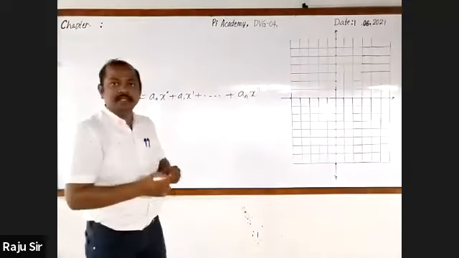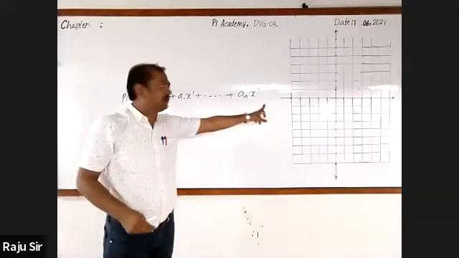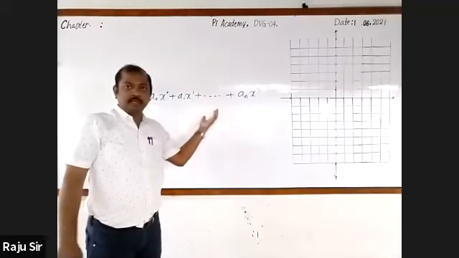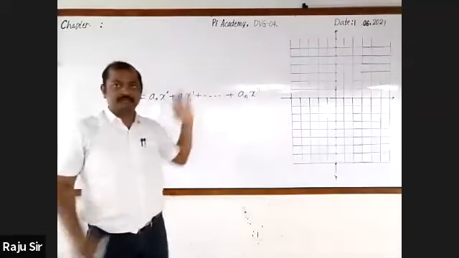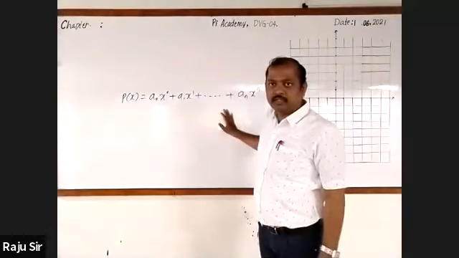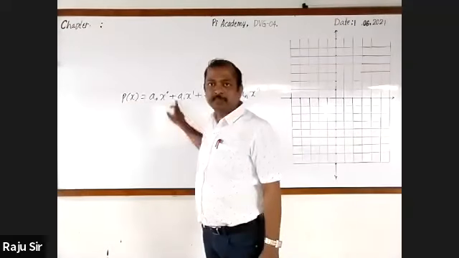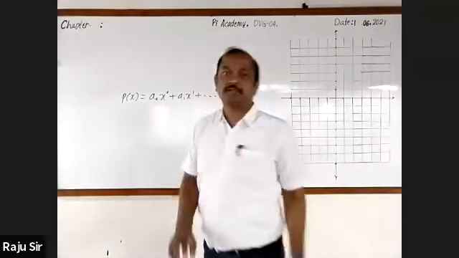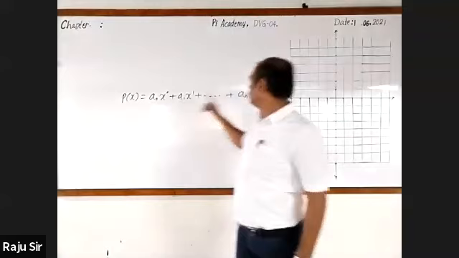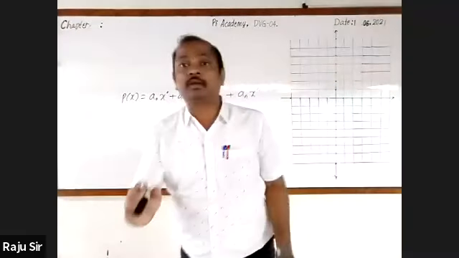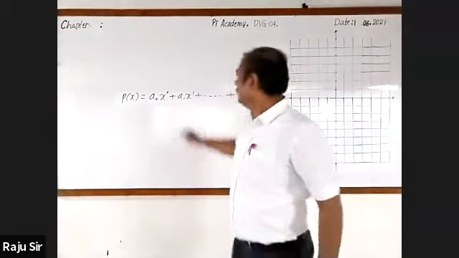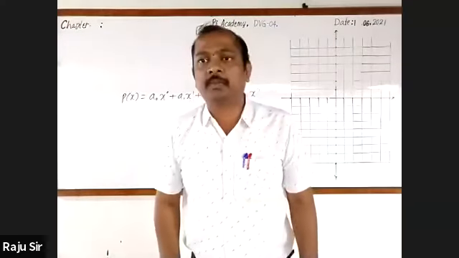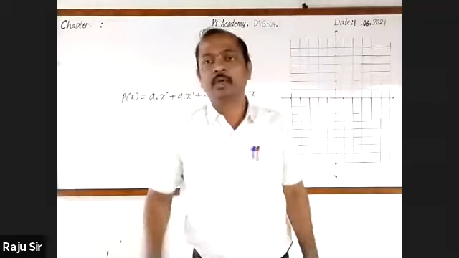And its succeeding term can be written as a(n+1) x raised to the power n plus 1. Then the preceding term can be written as a(n-1) x raised to the power n minus 1. And here the variable involved is x. Therefore, we have represented this polynomial as p of x, which means it is a polynomial in x. Whereas a0, a1, a2, and so on, up to an, they're all coefficients. And here n is a non-negative integer, nothing but a whole number. It starts from 0, 1, 2, 3, up to infinity.